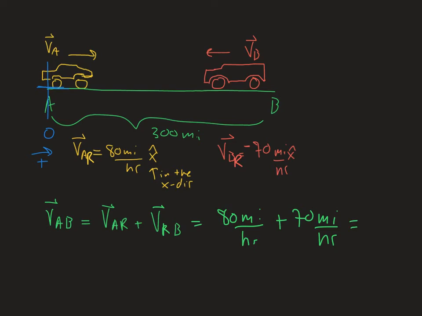And so that is equal to 150 miles per hour. Cool. And that's what we expected before. So if Bob here is at the center of the universe, to him it looks like Alice is coming at a speed that's the sum of these. And the reason it's positive is because to him, she's coming this way to the right, and that's the positive direction.